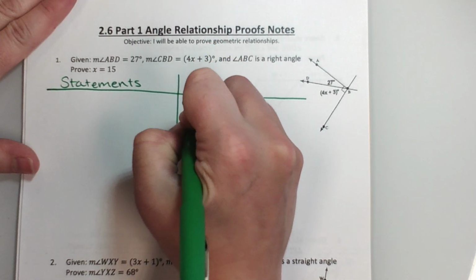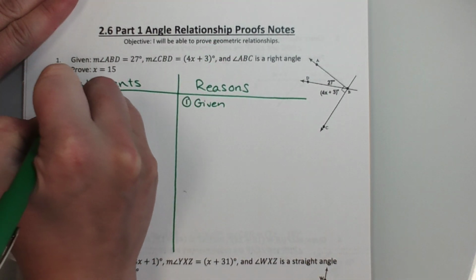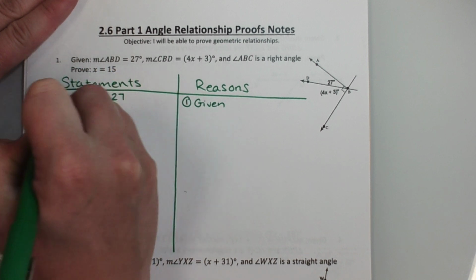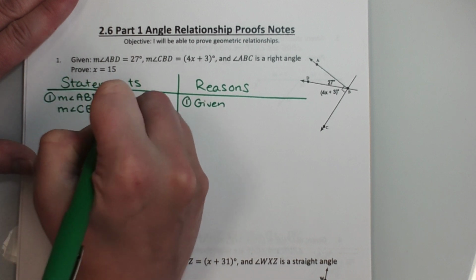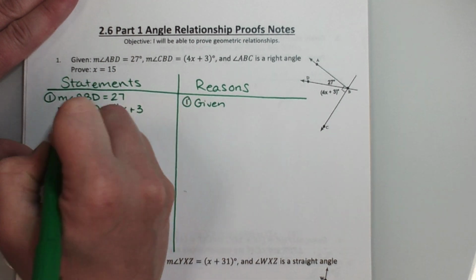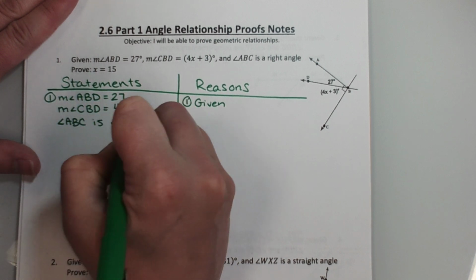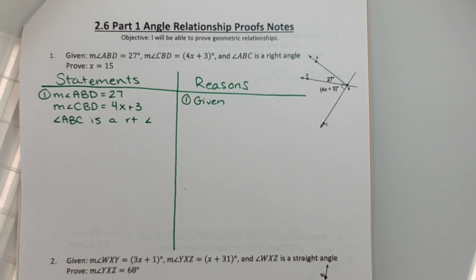Okay, my reasons: given. My given information is measure angle ABD equals 27. Measure angle CBD equals 4x plus 3. Angle ABC is a right angle. And yes, even when I'm writing out the words, if I have a shortened version of it, I get lazy and write the shortened version of it in the proof. You are welcome to as well.